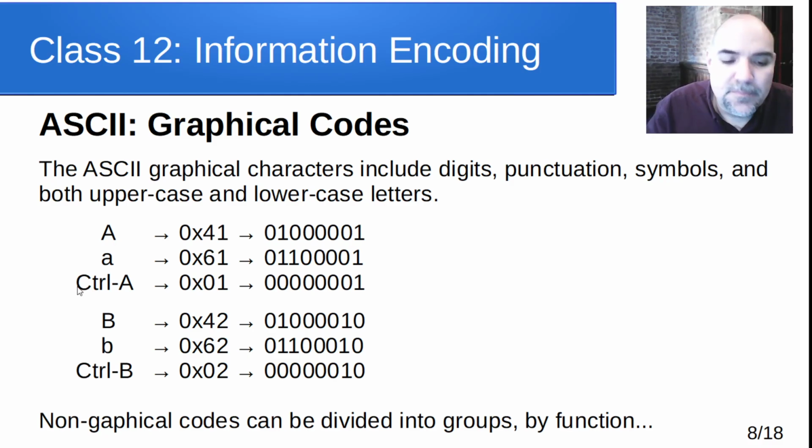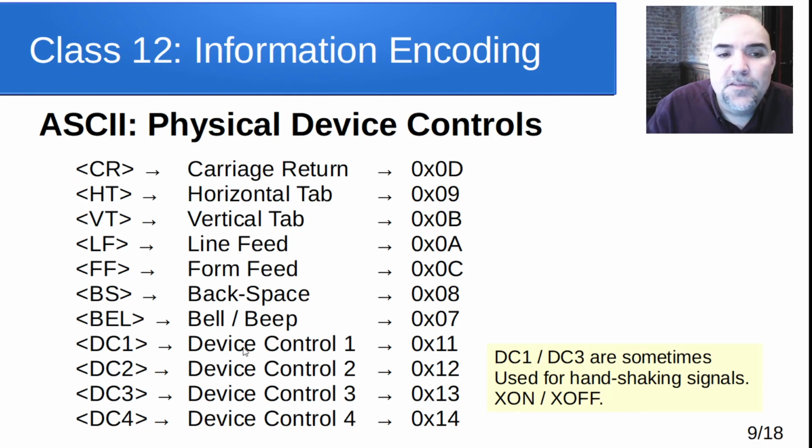All of the other graphical things like equal signs and forward slashes and backslashes and semicolons and colons, all of that stuff counts as a graphical character. Now, the non-graphical characters or codes, those can be grouped by function. So let's take a look at some of those.